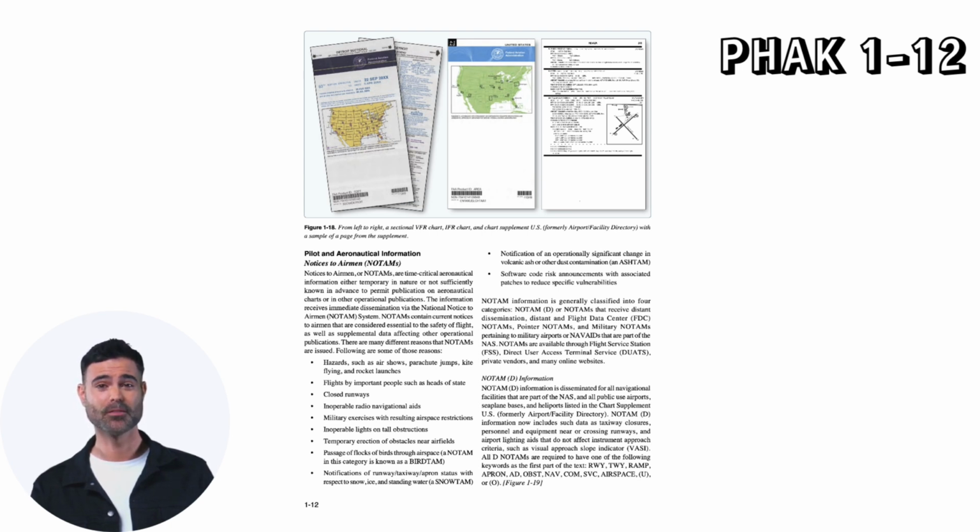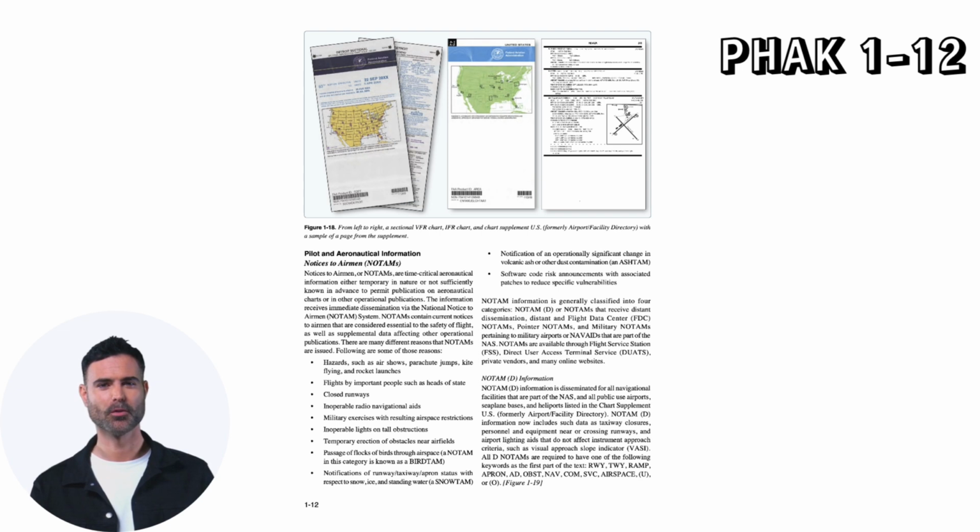NOTAM D information. NOTAM D information is disseminated for all navigational facilities that are part of the NAS and all public use airports, seaplane bases, and heliports listed in the Chart Supplement U.S., formerly Airport Facility Directory. NOTAM D information now includes such data as taxiway closures, personnel and equipment near or crossing runways, and airport lighting aids that do not affect instrument approach criteria, such as Visual Approach Slope Indicator, VASI.